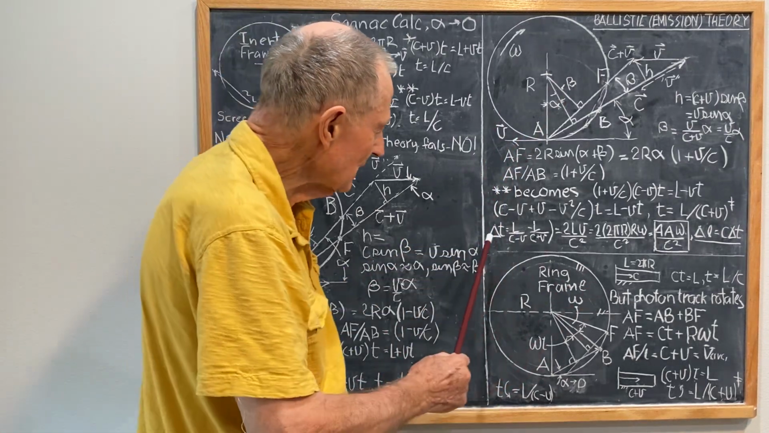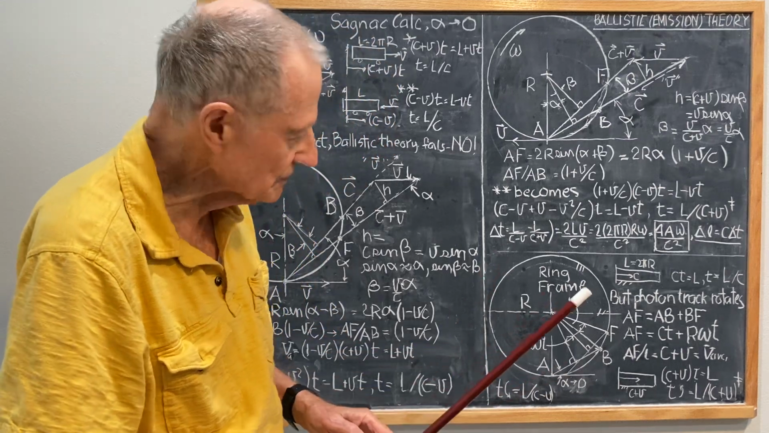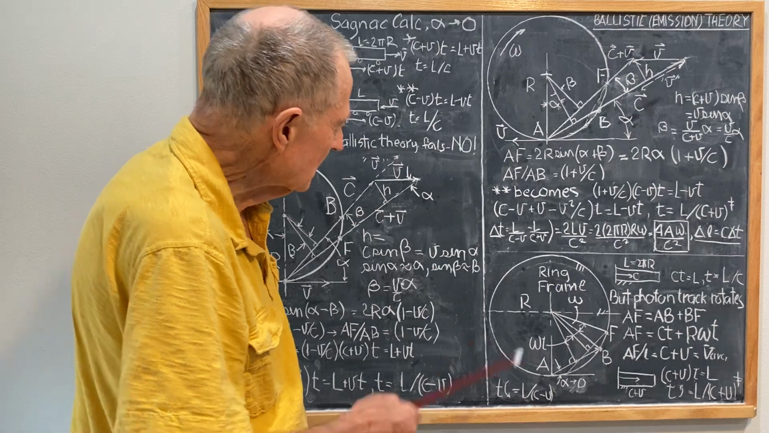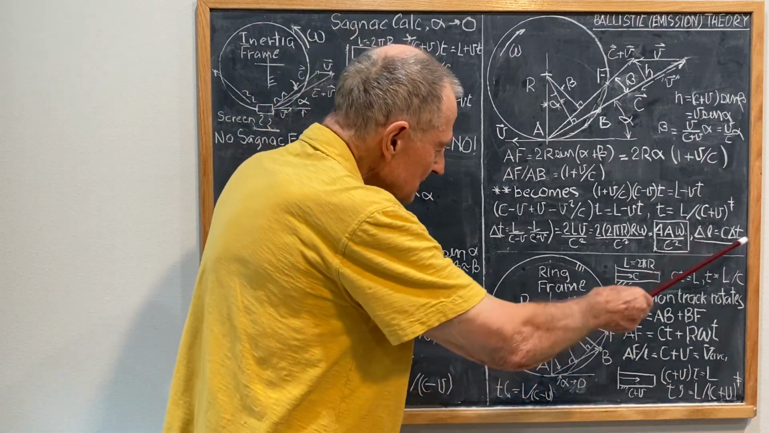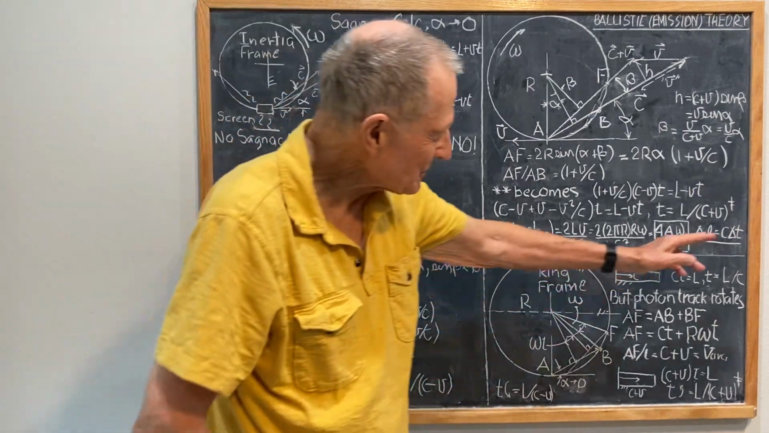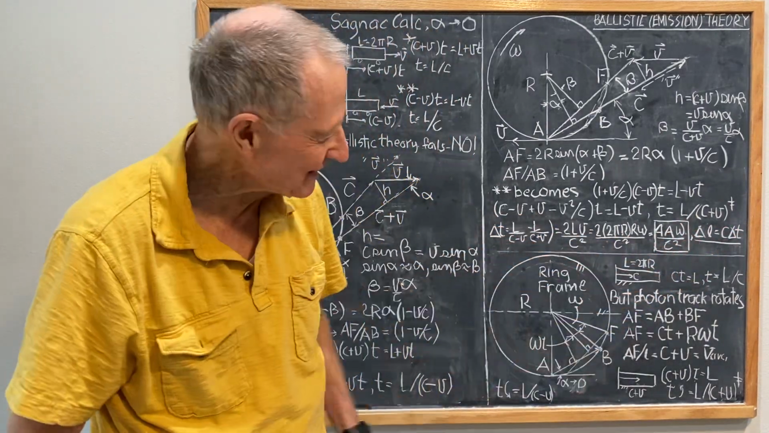And to get delta L, the offset of the two photons, it's simply delta L is equal to C delta T, so it's 4a omega over C. I ran out of space, that's why I left it at that.